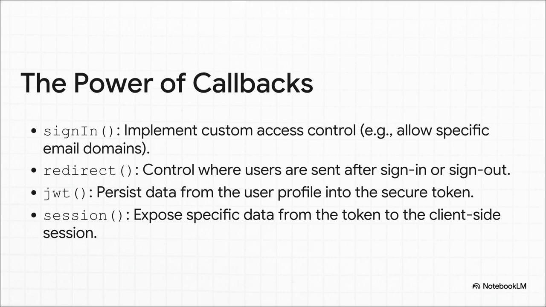Callbacks are where you get that really fine-grained surgical control. You're hooking right into key moments. For example, you can use the sign-in callback to maybe block users who aren't from a specific email domain. Or you could use the JWT and session callbacks together to securely pull custom data, like a user's role, from your database and make it available in the client-side session. This is where the real power for customization lies.